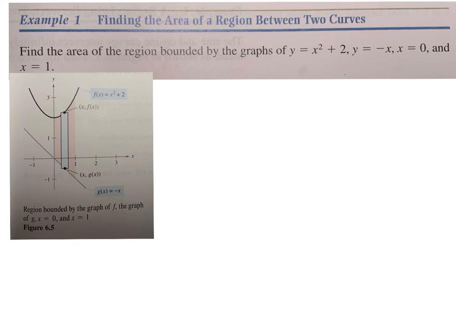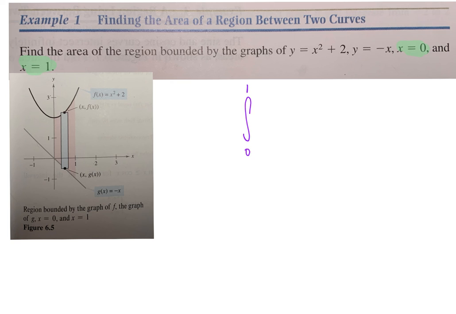Example 1. Find the area of the region bounded by the graphs y equals x squared plus 2, y equals negative x, x equals 0, and x equals 1. They have given you your boundaries with x equals 0 and x equals 1. So when I'm setting this up, that is my lower and upper bound. I'm going to do my integration from 0 to 1.